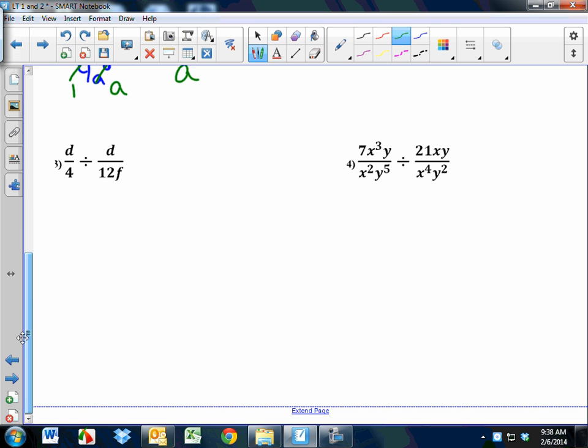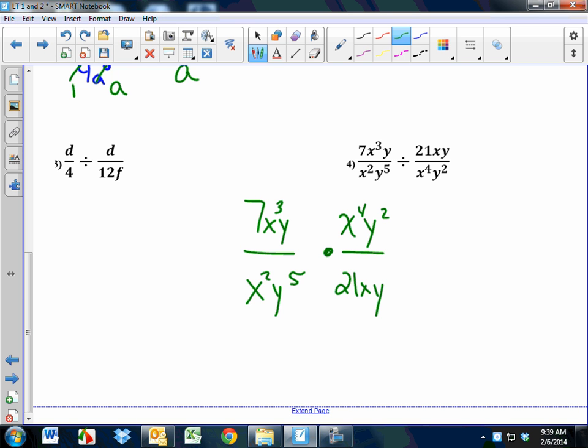Let's do number 4. So to divide, we'll take 7x cubed y divided by x squared y to the 5th and multiply it by the reciprocal of the second fraction. So that means flip it. X to the 4th y squared over 21xy.